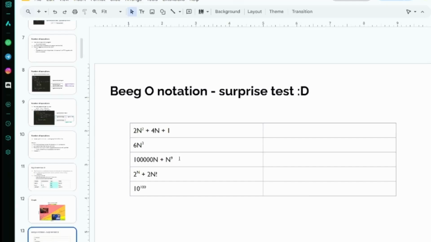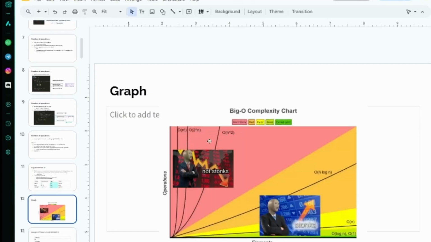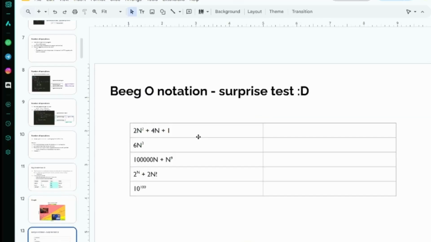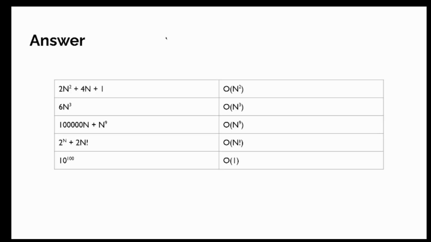Actually, if we follow our logic, it's also quite simple. This next one is actually pretty interesting. 2 to the power of n plus 2n factorial. Which one is the more dominant one? So if we look back at our graph, maybe we can see. Which one is the more dominant one, O(n!) or O(2 to the power of n)? Okay, I'm not gonna waste any more time. I'll just go on to the answer.